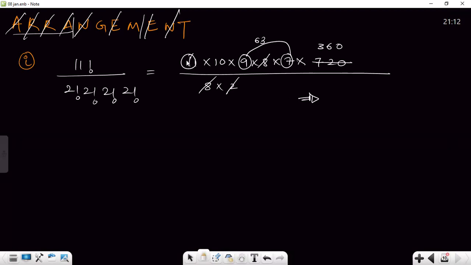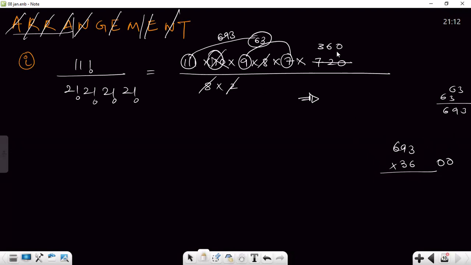63 into 11 becomes 693. This becomes 693. Okay. Now let's multiply 693 with 360. Let's leave the 0 and there is one more 0 to count with. So two zeros, these two zeros are counted. 693 into 36, that we are counting.